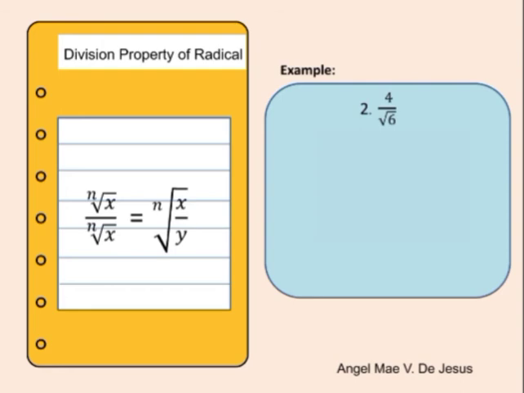So, kapag minultiply natin siya, 4 over the square root of 6 times the square root of 6 over the square root of 6 equals 4 the square root of 6 over the square root of 36. So, kapag sinimplify natin siya, 4 the square root of 6 over 6.